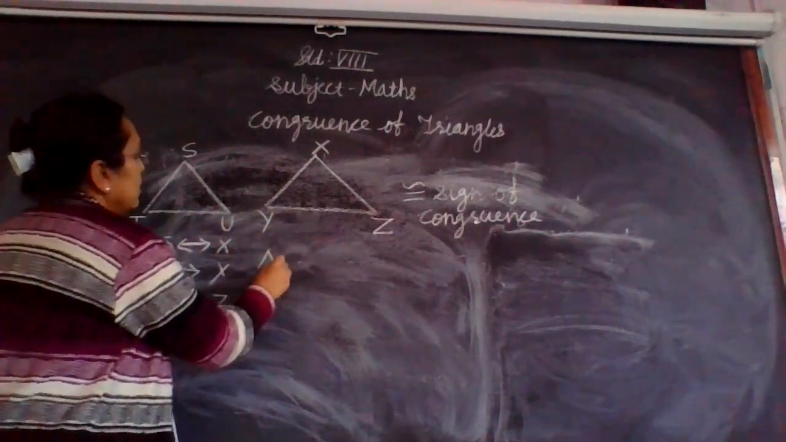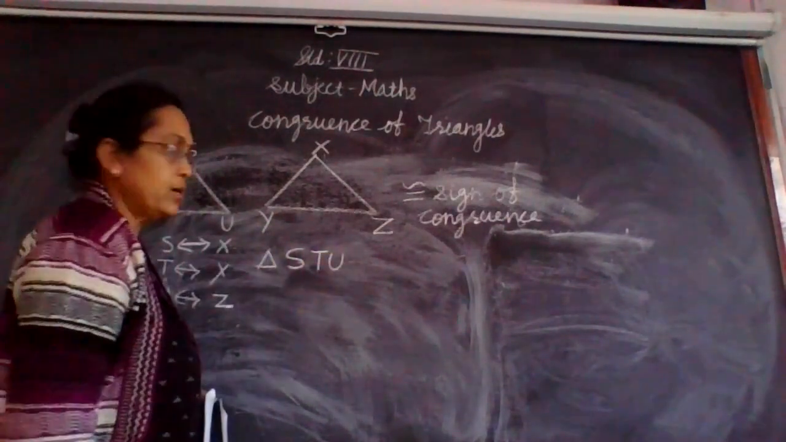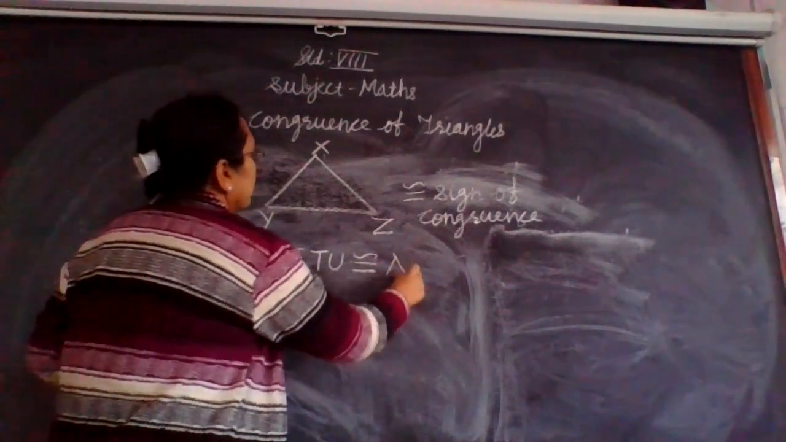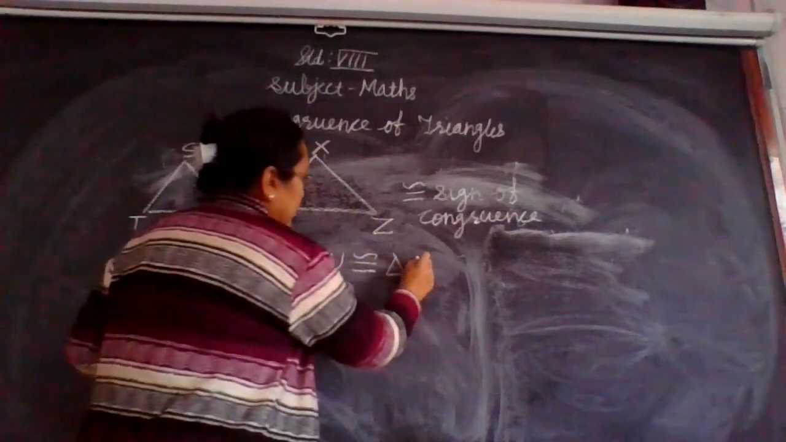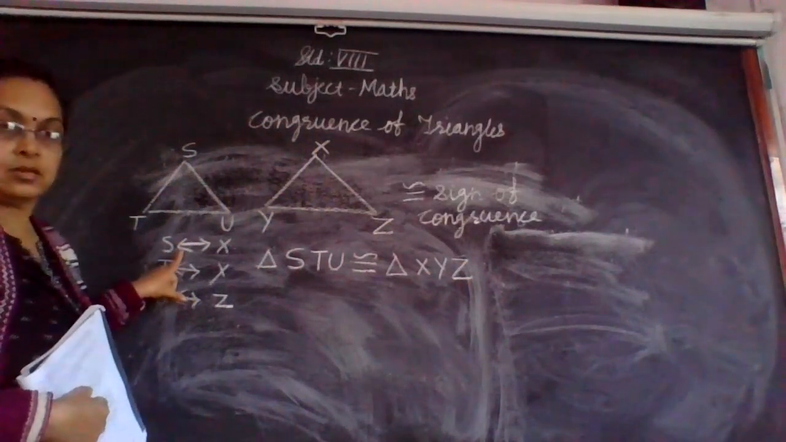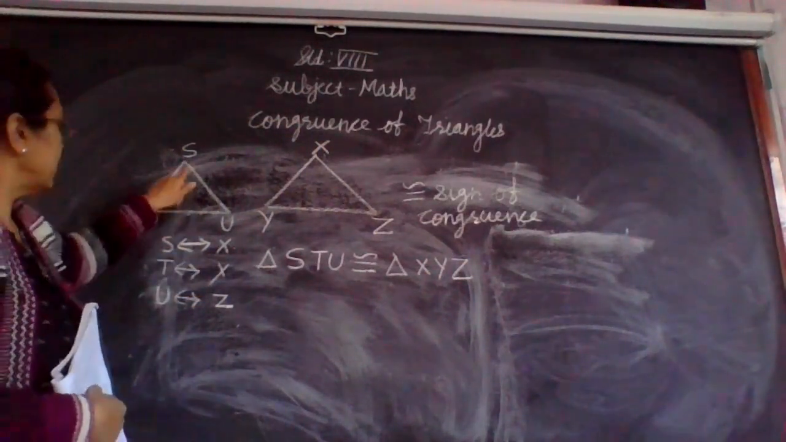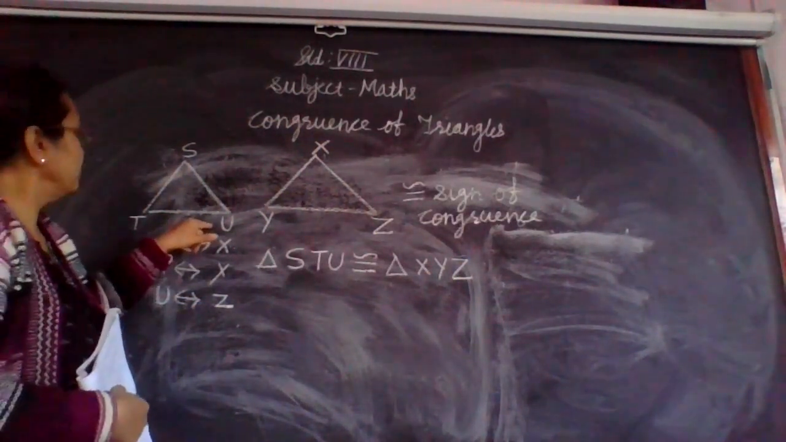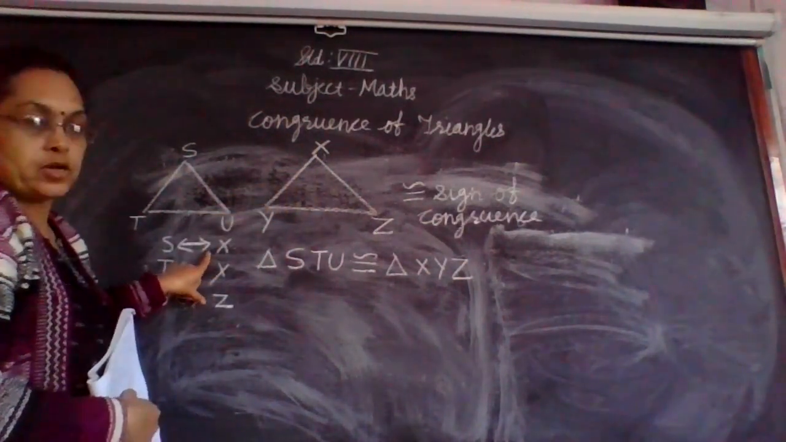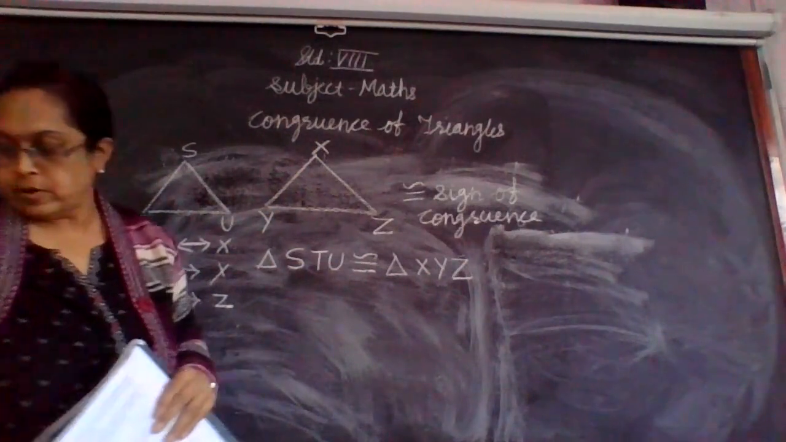So we have to check the congruency for triangle STU and another triangle XYZ. Like this, we have to take the corresponding vertices. We can't say STU is congruent to YZX. So the points of correspondence we have to take into consideration for the congruence of triangles.